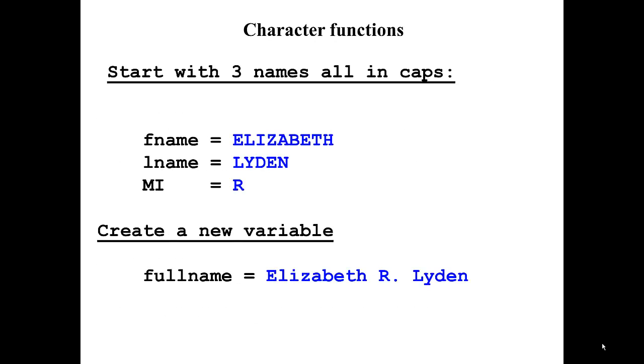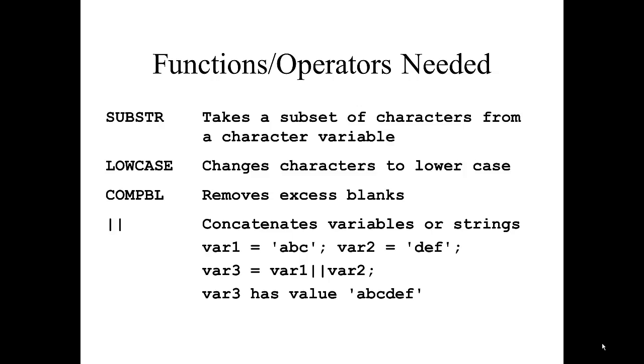There are a lot of interesting things that you can do with character functions. And SAS has many of these functions that can be used to work with character strings. For example, you can take 3 different names. Here we have 3 different variables, fname, lname, and mi for middle initial. And you can create a new variable, full name. So this is a single variable, which is a character string, and in this case it's my full name. To do something like this, you're going to have to make use of a number of character functions.